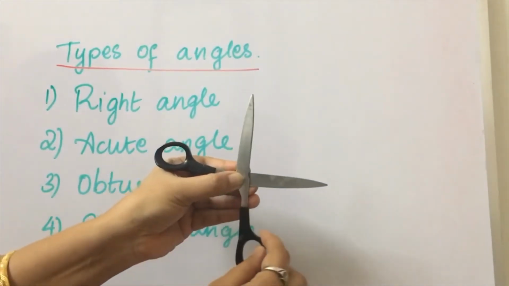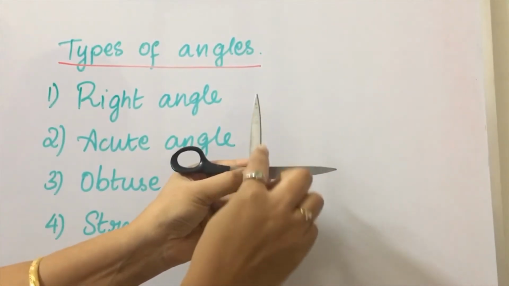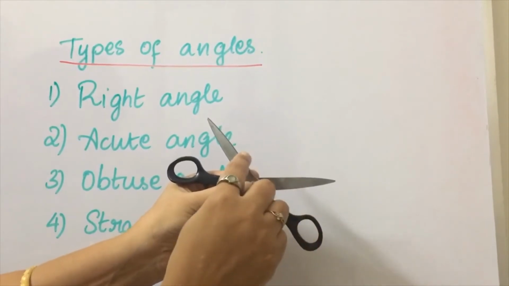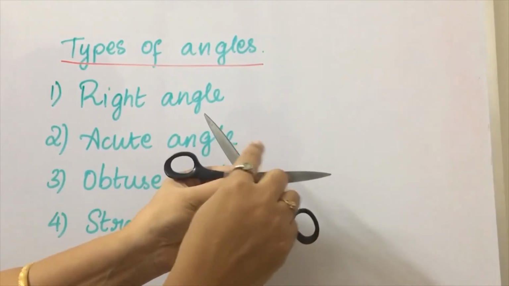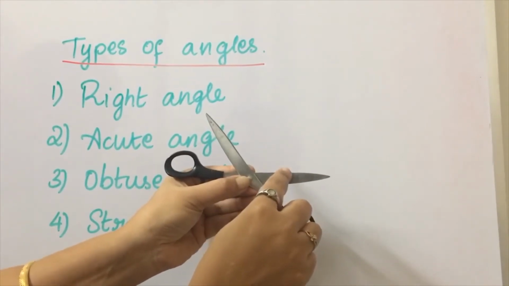When it is more than 90 degrees, children, this is 90 degrees. When it is more than 90 degrees, it is called an obtuse angle. The angle is big, right? When the angle is big, it is called an obtuse angle.